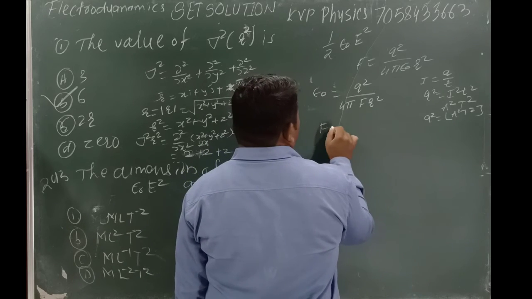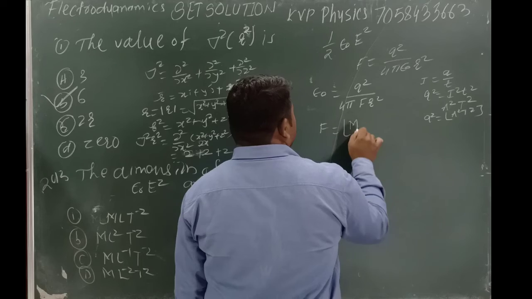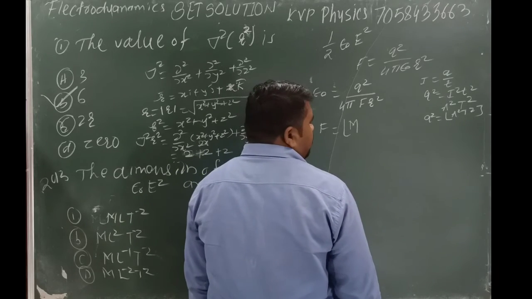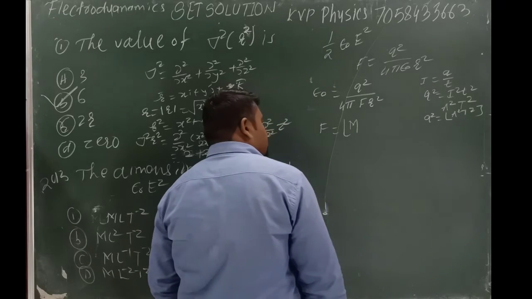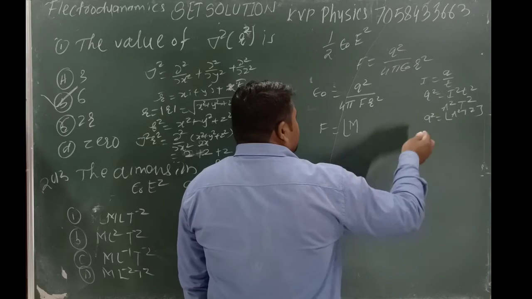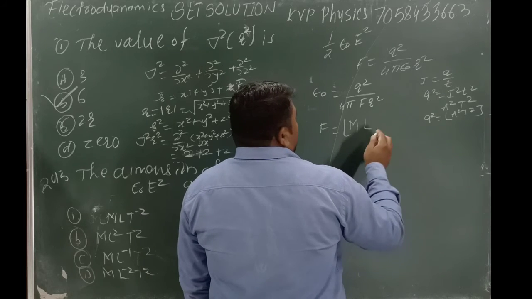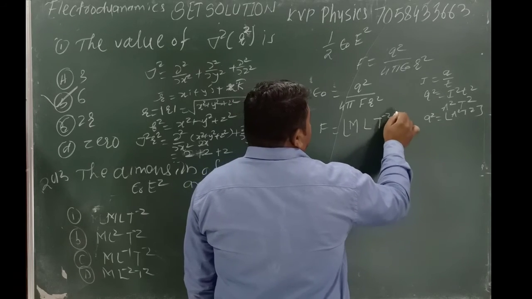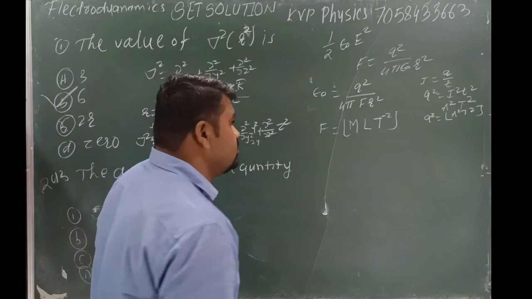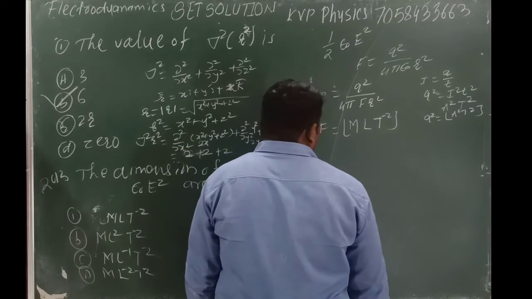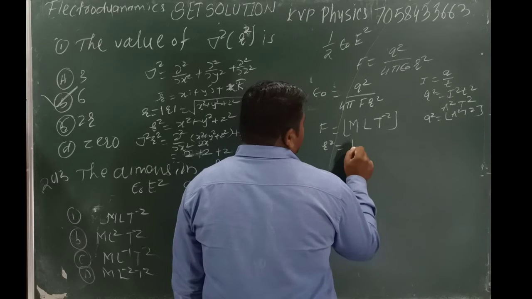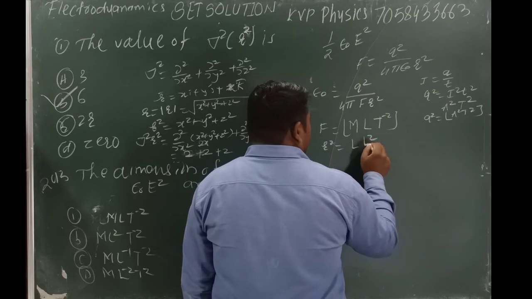Force F is equal to mass into acceleration. Mass m, acceleration is dv upon dt, which can be written as d square x upon dt square. X is displacement L, so the dimension of force is M L T to the power minus 2. Next, the dimension of r square is nothing but L to the power 2.